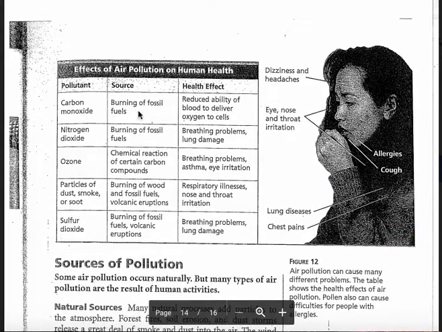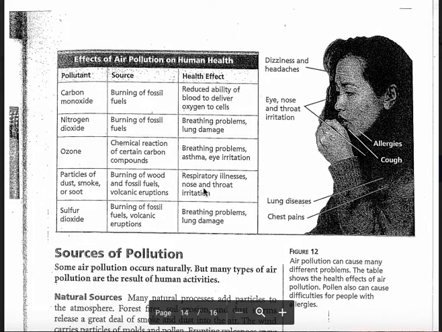So carbon monoxide comes from fossil fuels, and that is actually potentially fatal. It could kill you if you breathe in too much carbon monoxide. Ozone, though, actually helps block out ultraviolet rays, which cause sunburn. So we do need a little bit of ozone. Not all ozone is bad.